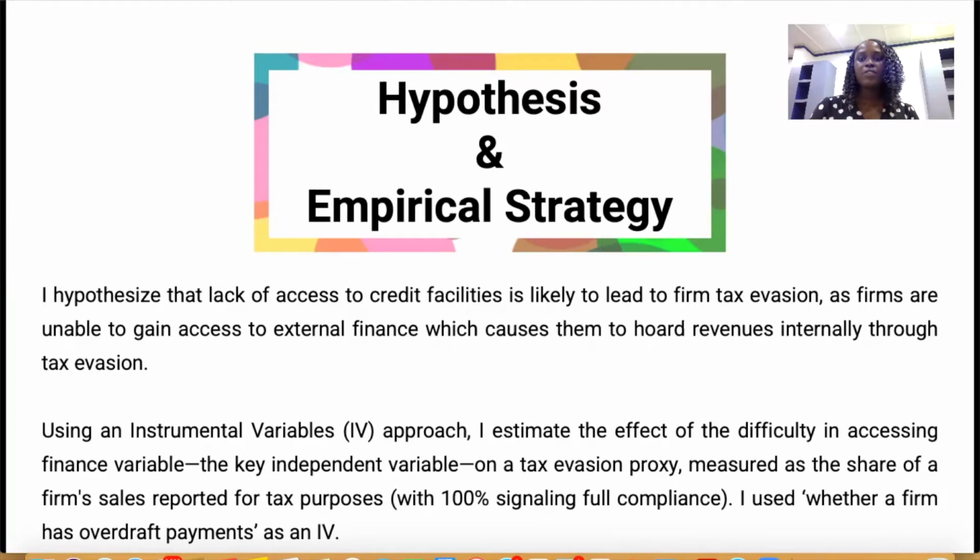I estimate the effect of the difficulty in accessing finance variable, which is the key independent variable, on a tax evasion proxy, which is measured as the share of a firm's sales reported for tax purposes, with 100% signaling full compliance. I used whether a firm has overdraft payments as the instrumental variable.